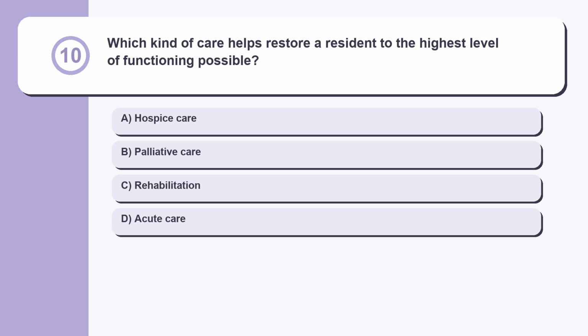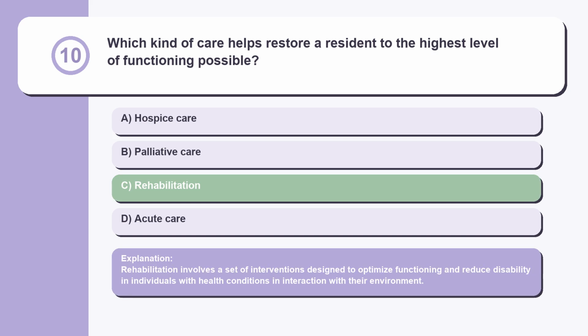Question 10. Which kind of care helps restore a resident to the highest level of functioning possible? Hospice care, palliative care, rehabilitation, acute care. Rehabilitation involves a set of interventions designed to optimize functioning and reduce disability in individuals with health conditions in interaction with their environment.